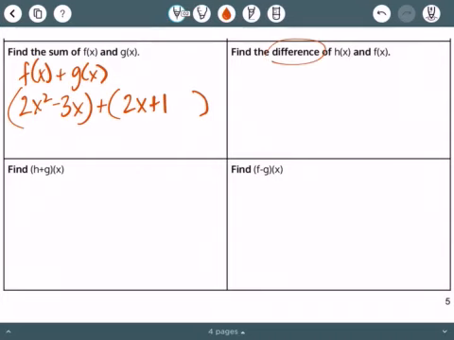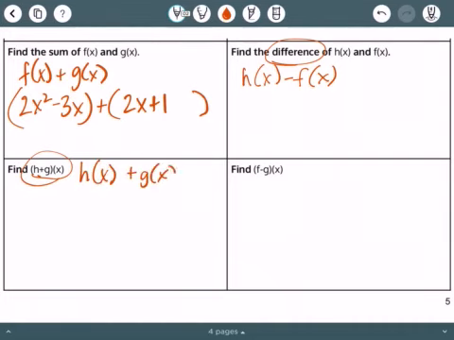Same is true for difference. I'm going to do h of x minus f of x. Right. Here, this one is h of x plus g of x. And this one finally is f of x minus g of x.